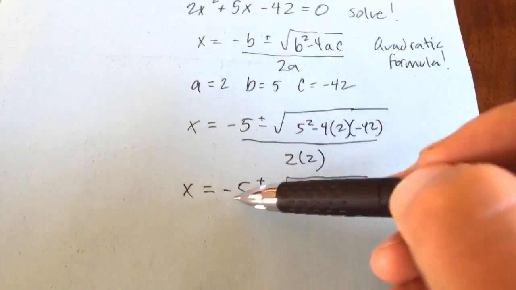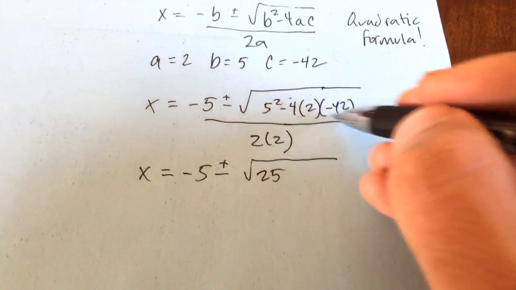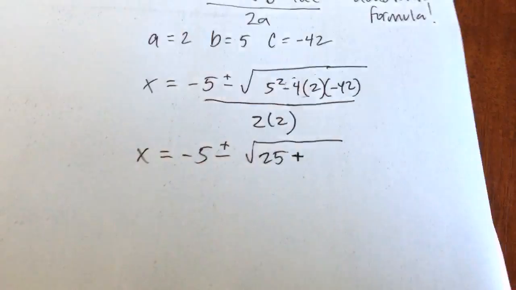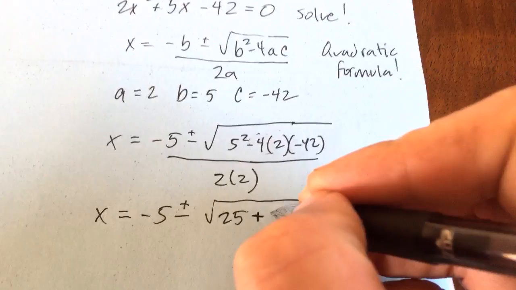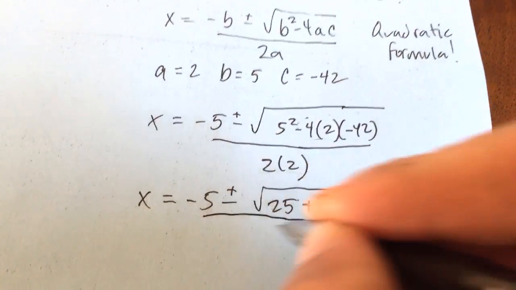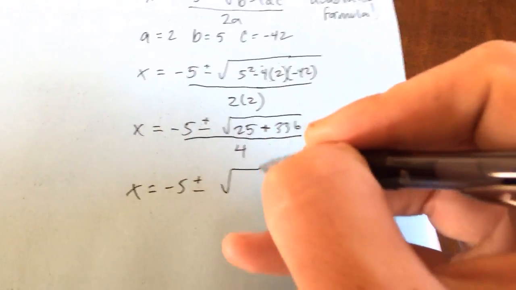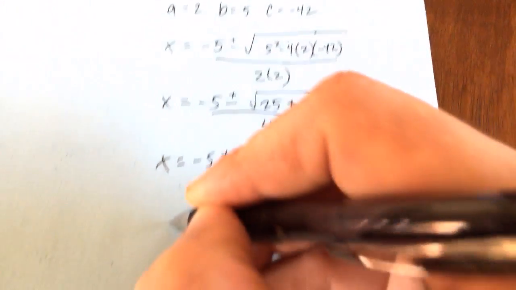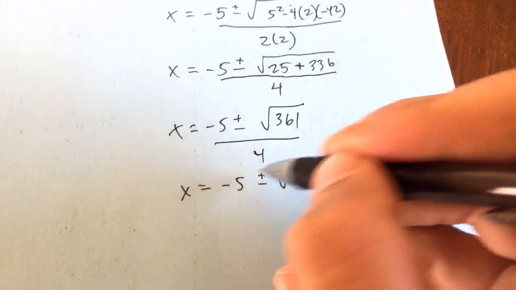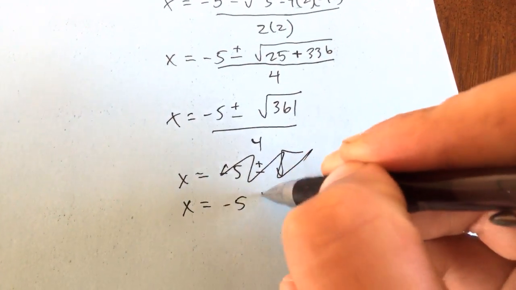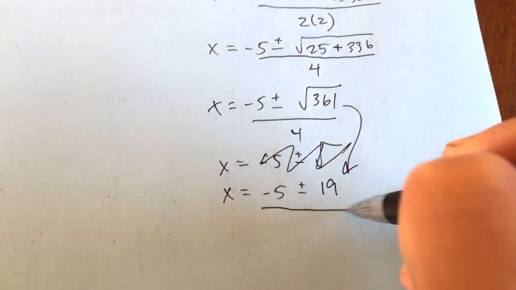Moving from left to right and simplifying, negative 5 plus or minus, now 5 squared is 25. Now this is like saying negative 8 times negative 42, so what I'm going to say is plus 336 all over 4. I get negative 5 plus or minus the square root of 361 all over 4, plus or minus 19. The square root of 361 is 19.